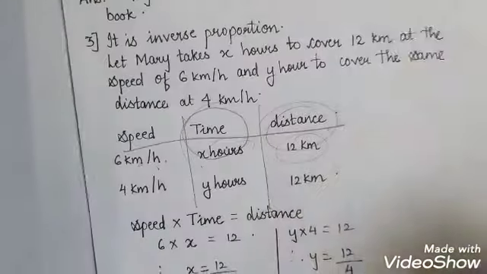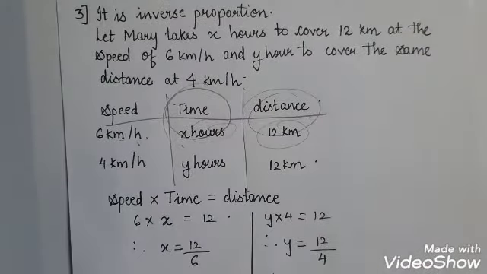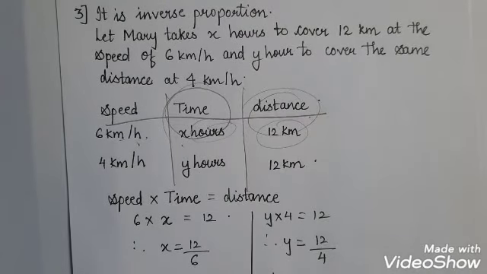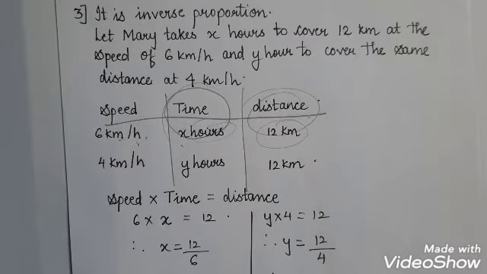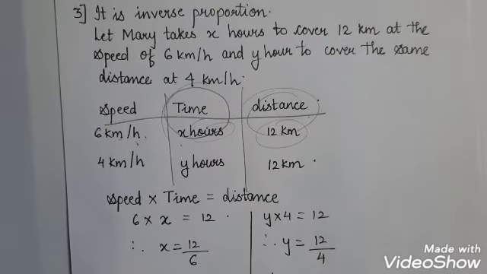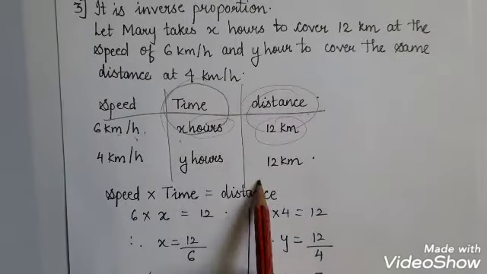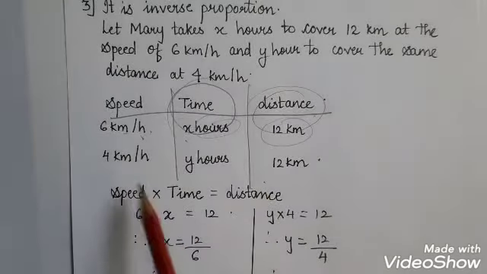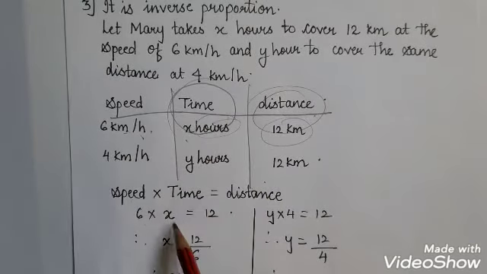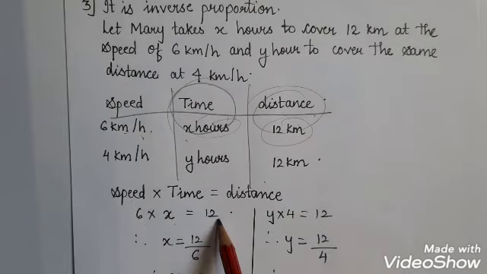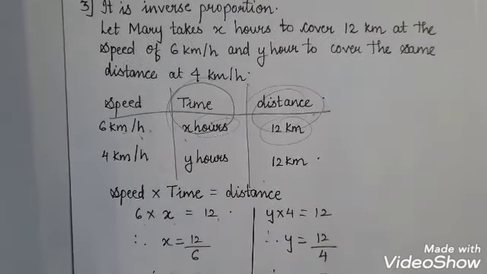Now we know the formula for distance. Distance is equal to speed into time. So speed into time is equal to distance. So speed is 6, time is X and distance is 12.